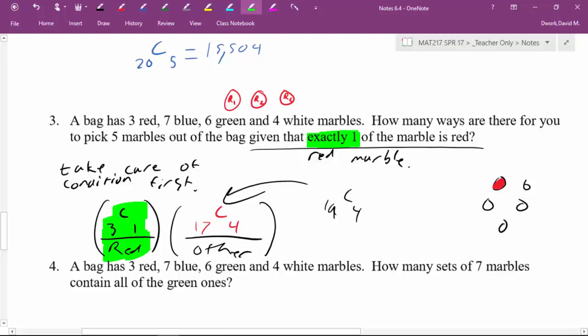So we have 3 red marbles. We're going to pick one of those. We have 17 not red marbles. We're going to choose 4 of those. And then that takes care of our decisions and choices.